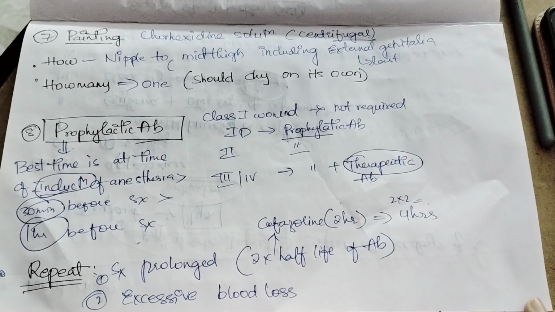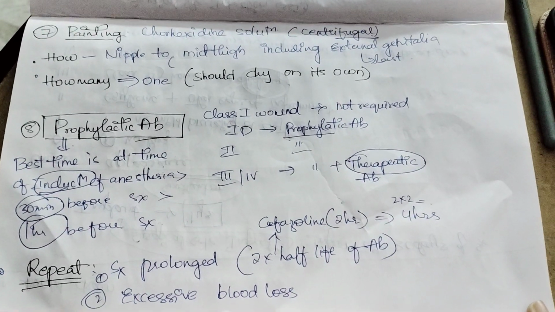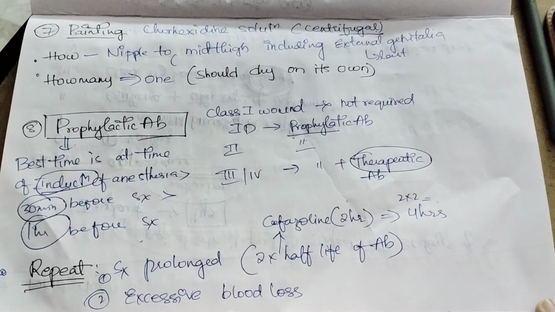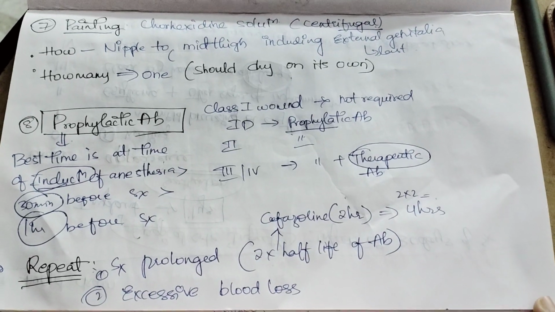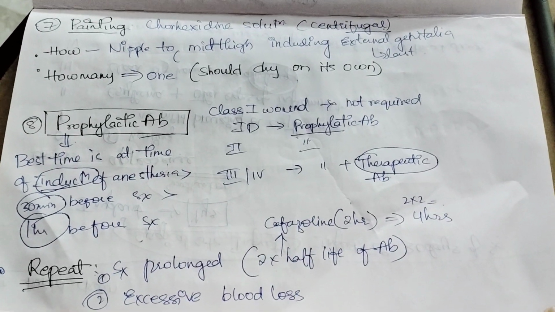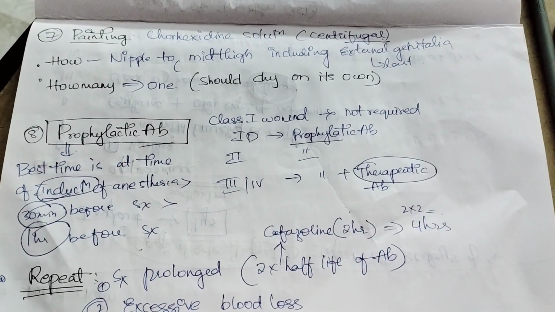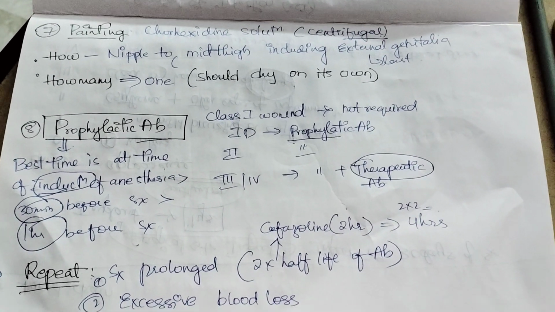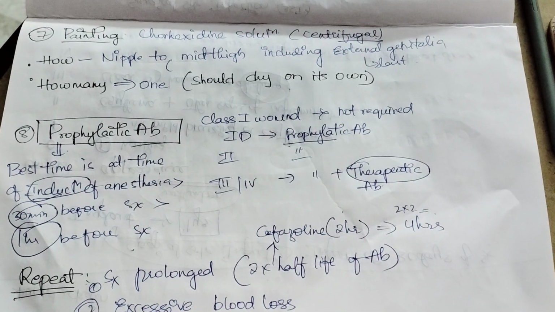The best time to give the prophylactic antibiotics is just before the induction of anesthesia, the next best is 30 minutes before surgery, and the next best is 1 hour before surgery. If it is a class 1 wound, that is a clean wound, prophylactic antibiotics are not required.